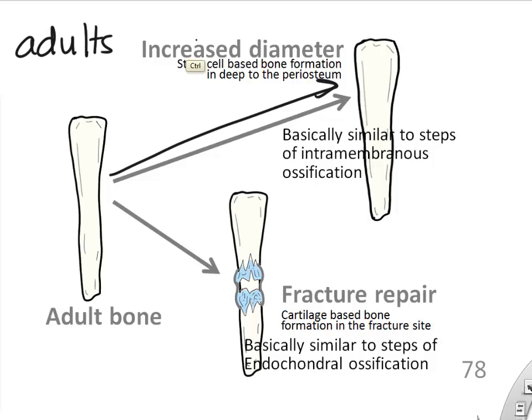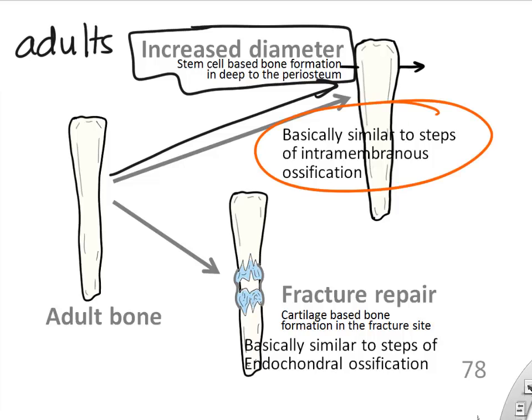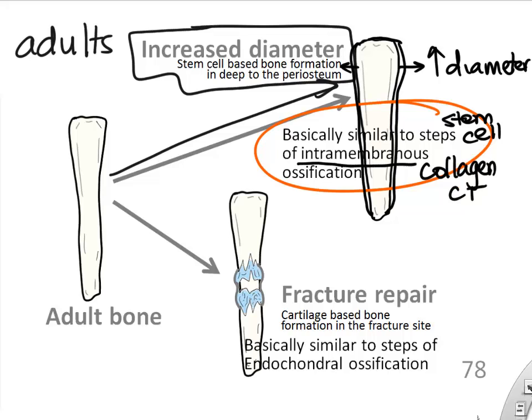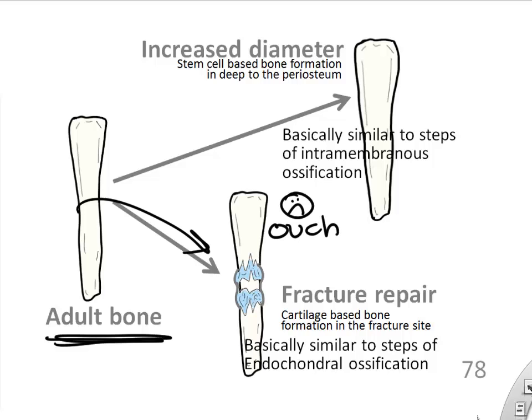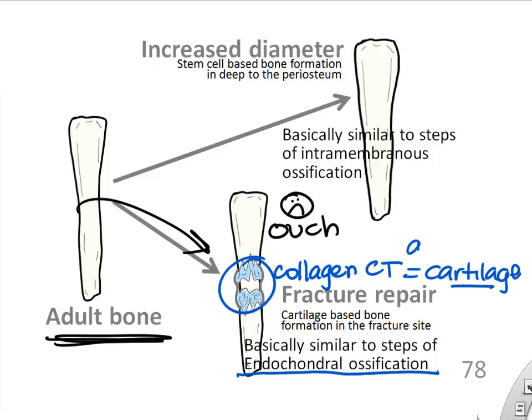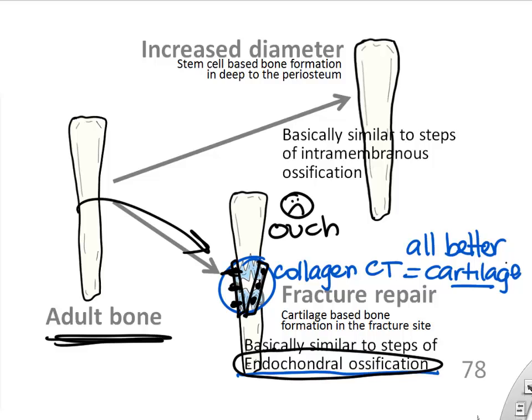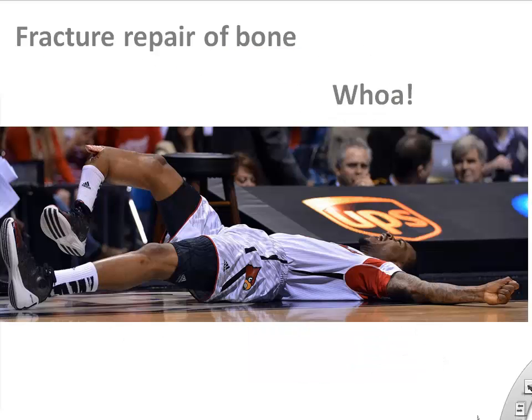Just as a summary, in adults, we can increase the diameter of our bones. That seems to be intramembranous ossification that happens right underneath the periosteum, where our bones slowly grow in diameter and they can grow stronger. Again, it involves stem cells and connective tissue, and so we call that intramembranous ossification. If you ever fracture a bone, that seems to be cartilage, collagen, connective tissue being turned into bone, which seems a lot like endochondral ossification. And so we'll go through the specific steps of fracture repair next.